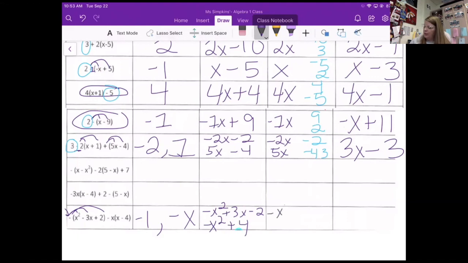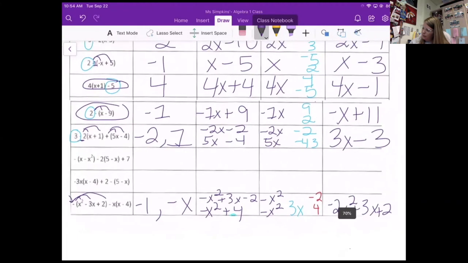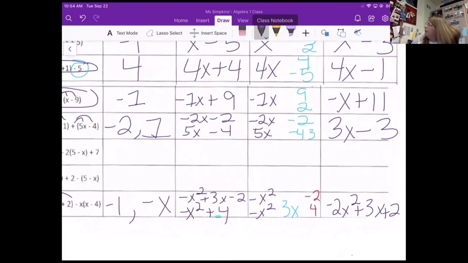So -x squared and -x squared would be a group. Our second group would be our x's, which it looks like there's just 3x. And then our third group would be -2 and +4, those like terms. And then all we have to do left is combine them. So I have -1 and -1 would give me -2x squared plus 3x, and then -2 plus 4 would be +2. Let me make that a little bigger for you. There we go. So your final answer there would be -2x squared plus 3x plus 2.